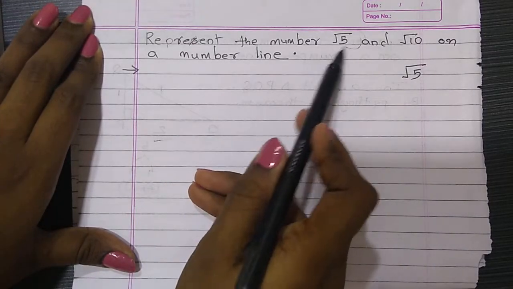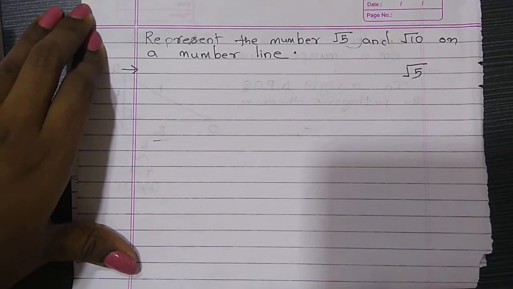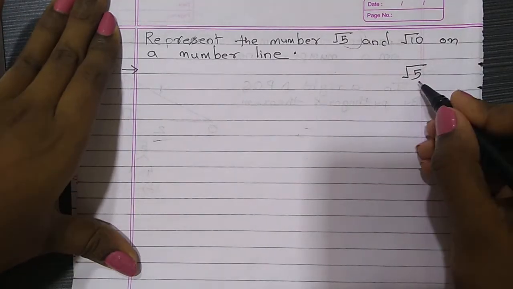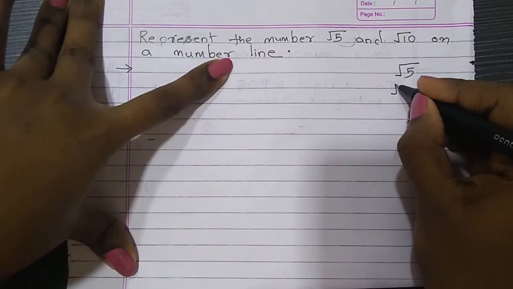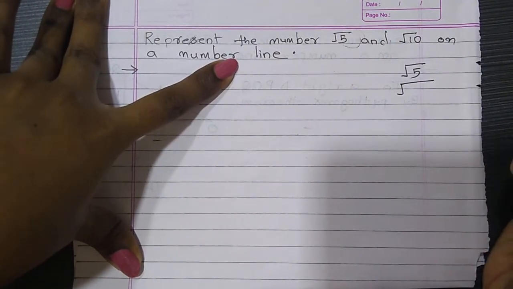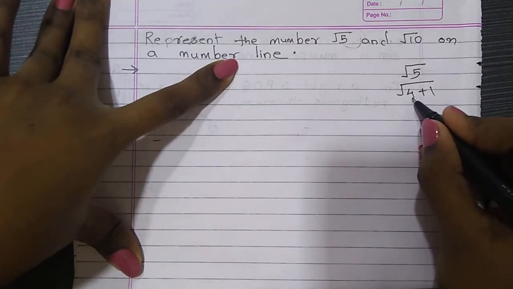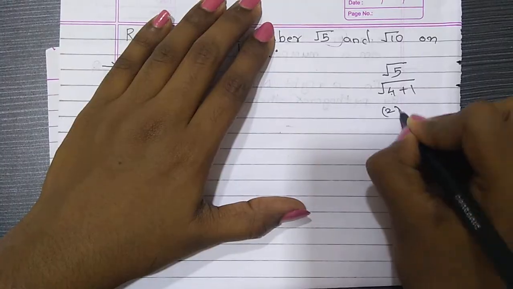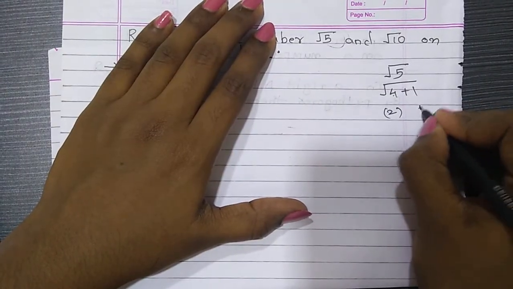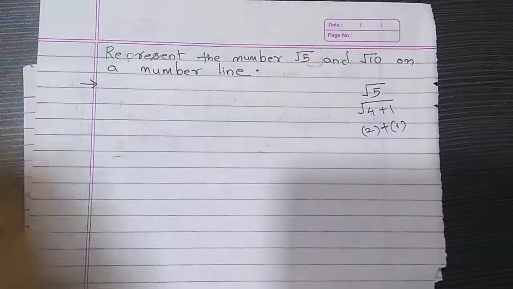Okay, represent the numbers root 5 and root 10 on a number line. So we'll first represent root 5 on a number line. So I have written root 5. Just what is root 5? Root 5 can be written as the square root of 4 plus 1. Now what is the square root of 4? It is 2. And what is the square root of 1? It is 1. So we can take this, just an idea of that.